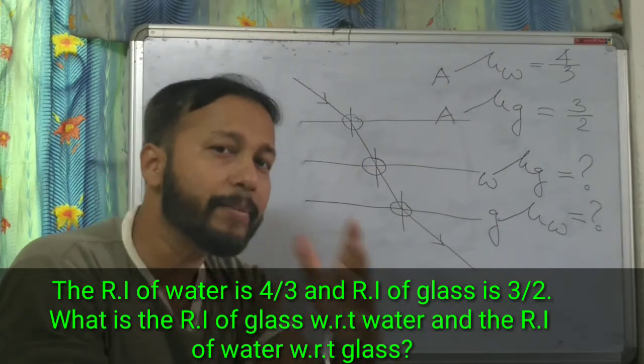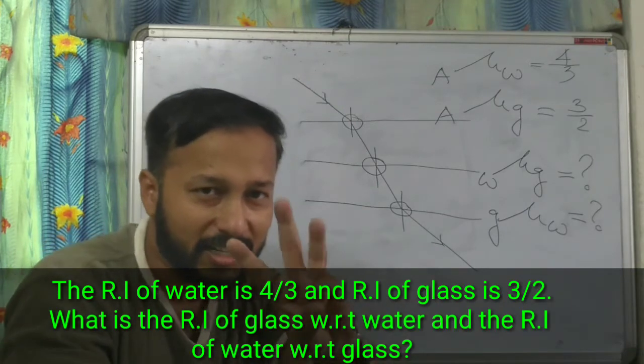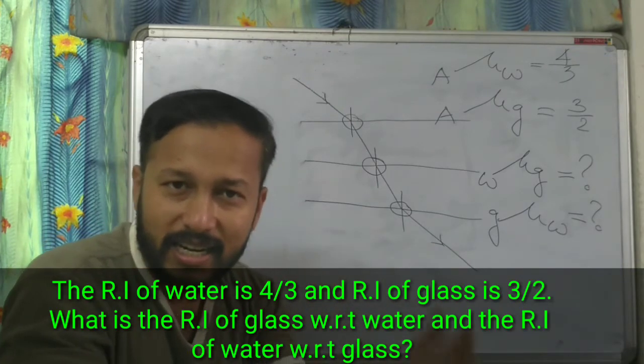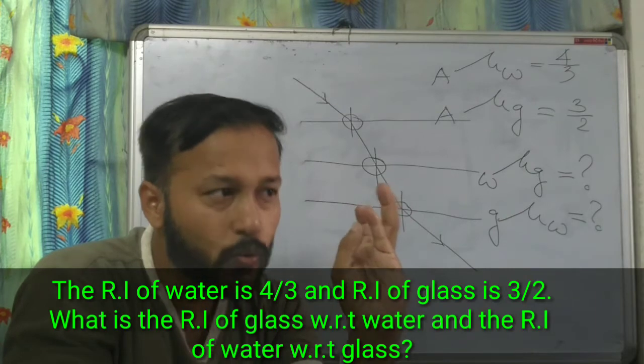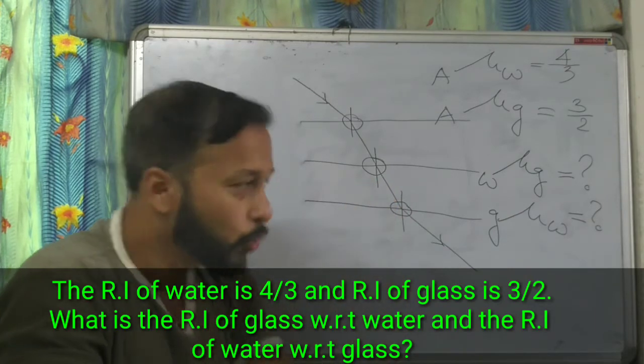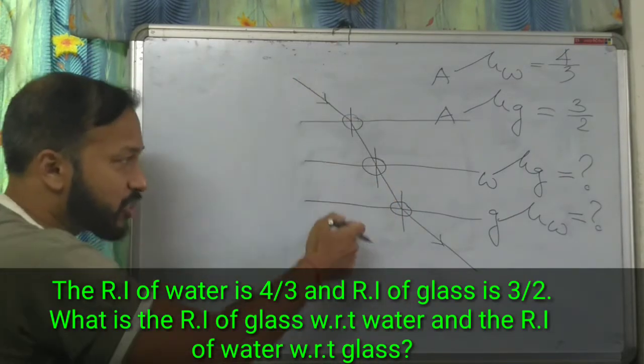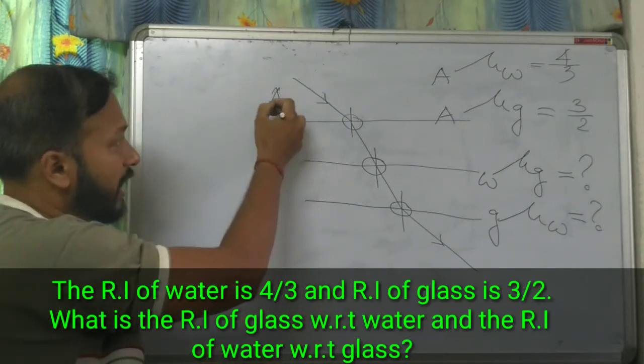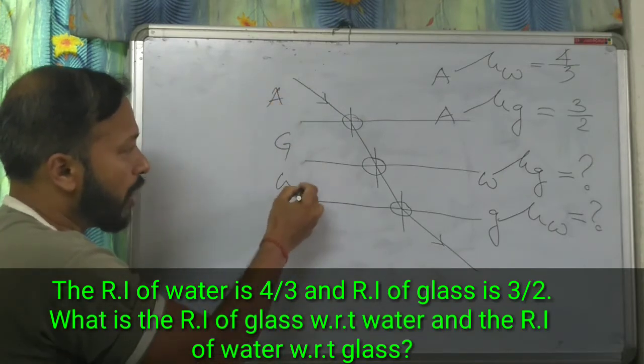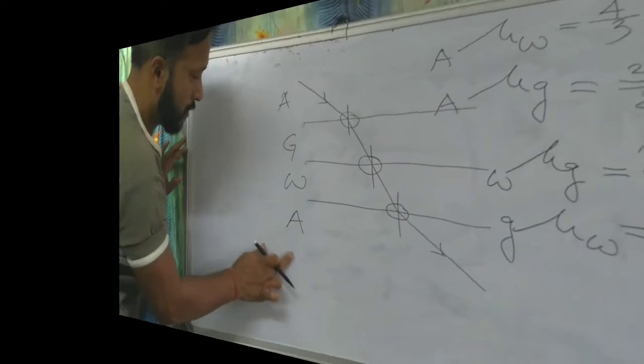So now see this question. In total, how many mediums are there? Yes, there are 3 mediums: air, glass, water. So we'll consider this diagram. First of all, air, glass, water, air.